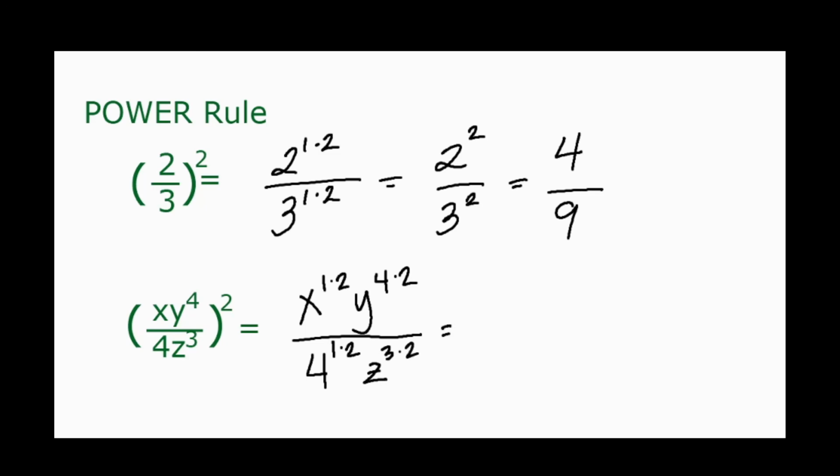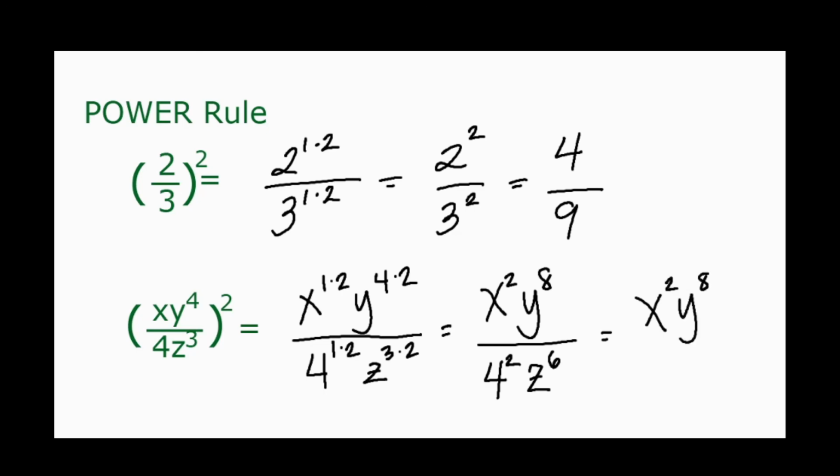And that will give us x squared y raised to 8 all over 4 squared z raised to 6. Again, we can still simplify our answer because of the 4 squared here. So now let's do that. We have x squared y raised to 8 all over 4 squared, which is equivalent to 16, and z raised to 6. And that's it. That will be our final answer.